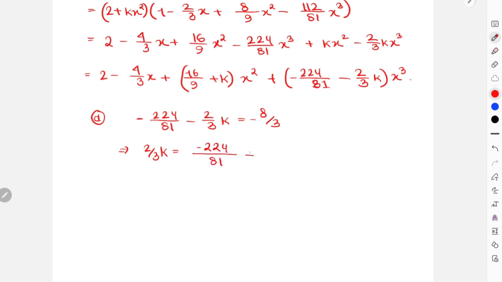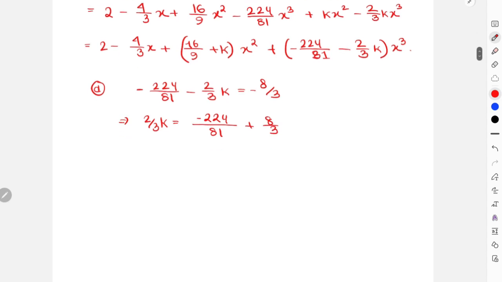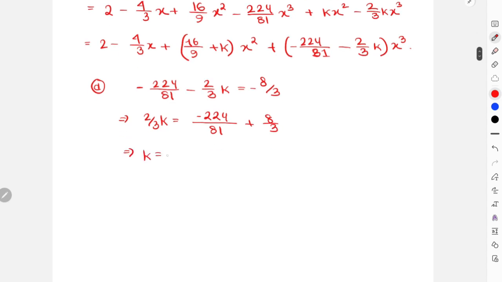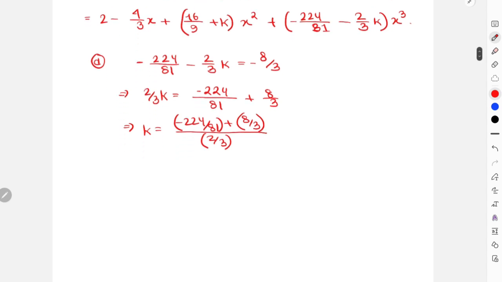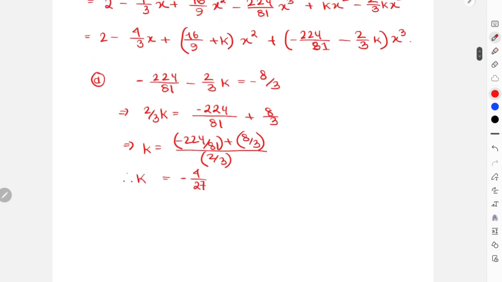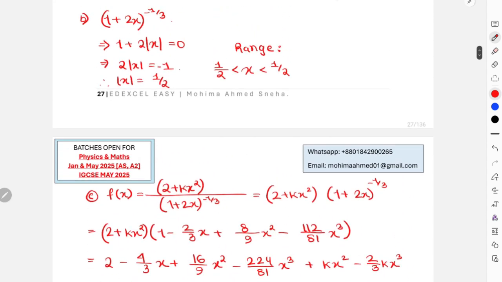So k is actually going to be minus 224 over 81 plus 8 over 3, divided by the value for 2 by 3. If you calculate all these things, you're going to get the value for your k as negative 4 over 27. Okay, so after this again part D is also done.